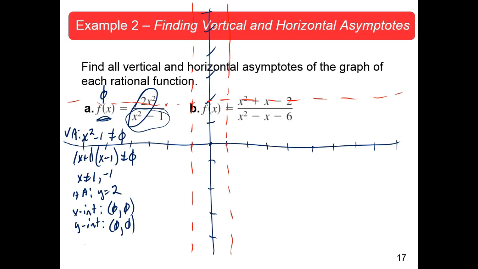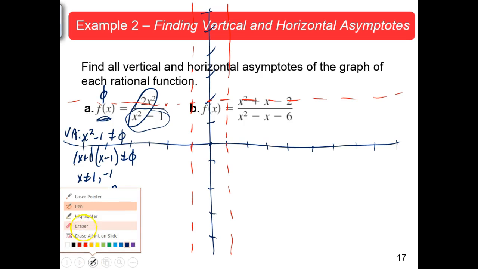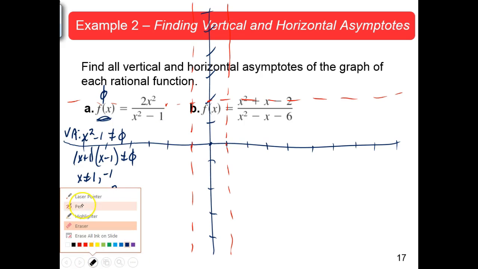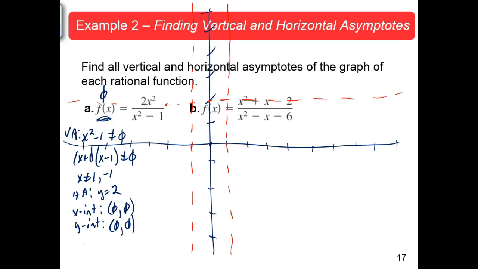So where do you want to begin? Please tell me somewhere to begin. Pick an x. Give me an x. You can't use 1, it's a vertical asymptote. 2. Okay, she's starting over here, so I'm just going to indicate this is where we're beginning.